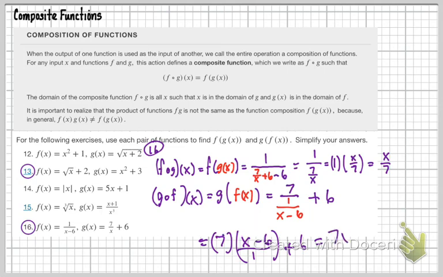So that's going to be 7x minus 42, and then I have this plus 6 on the end. So then our final answer is going to be 7x minus 36. So there's our final answer for g of f for number 16. So that's what it means to talk about composite functions, to find composite functions, and that's it.